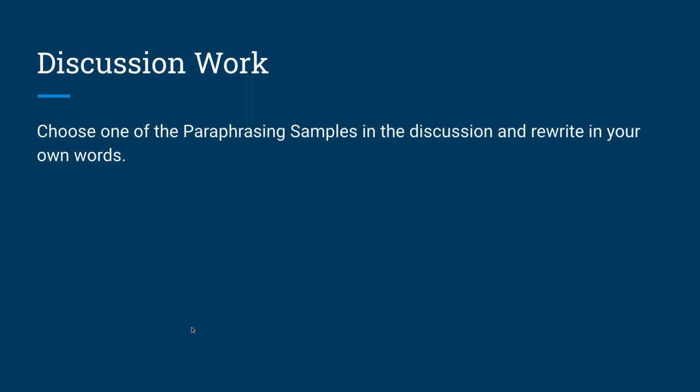One of your assignments is not a graded assignment, so if you don't do it, you're not going to be penalized, but I would like you to do it. You're going to choose one of the paraphrasing samples in the discussion, in the module, and rewrite it in your own words. You'll find they're a little fun to do. You'll rewrite it in the discussion board and then comment on just one other student's work, so it shouldn't take you more than 10 minutes of your time.